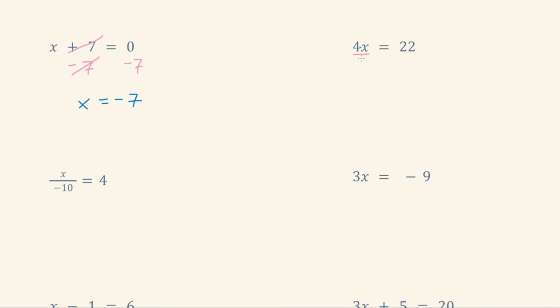I'm going to divide by 4. I also have to divide by 4 on this side. So the 4 and the 4 go away. On the left side of my equation, I just have x. And on the right side, I'm going to get 5.5.